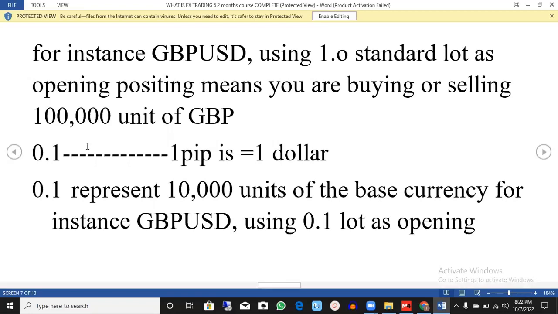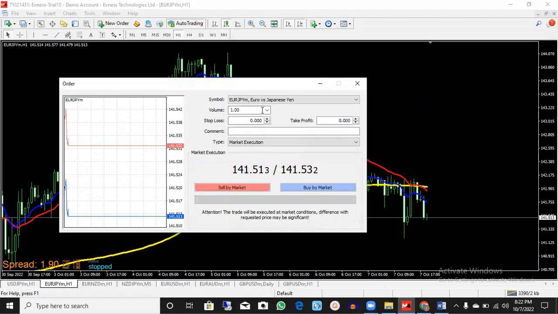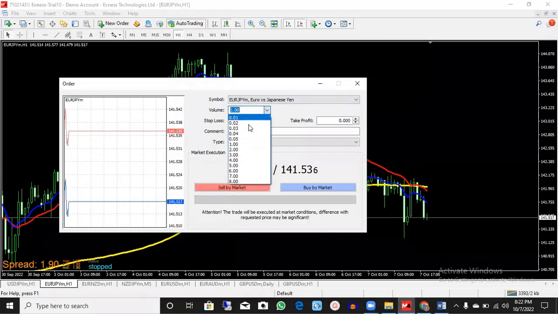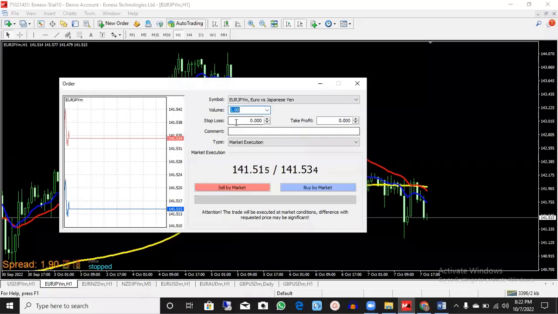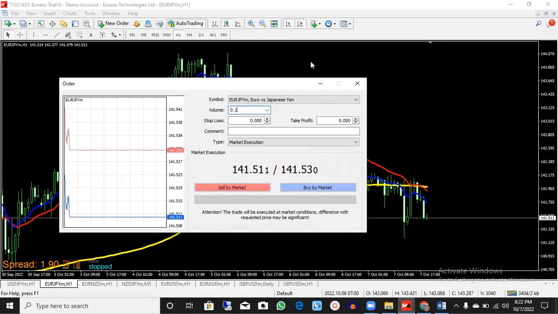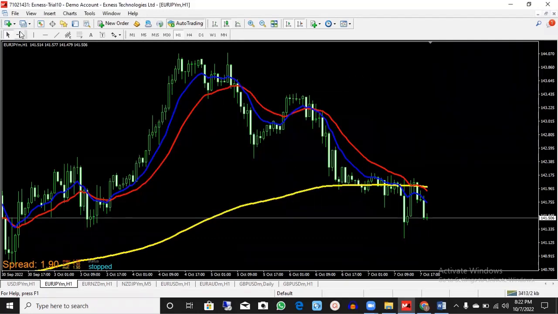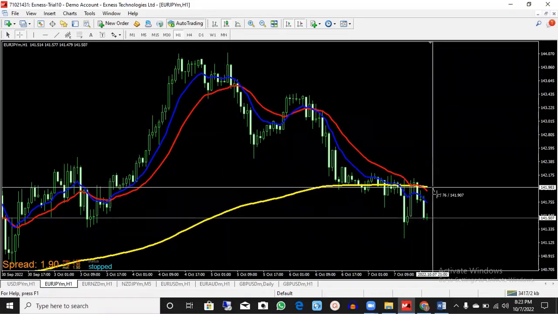So now let's look at the next lot size, which is 0.1. A pip at 0.1 is equal to $1. So let's say you come here, this is the volume, and you change it to 0.1. If I click buy or sell, it simply means that for every single pip that goes in my favor, I'm going to make $1. Say the market moves from here to here, most likely 1 pip, I'm going to make $1.